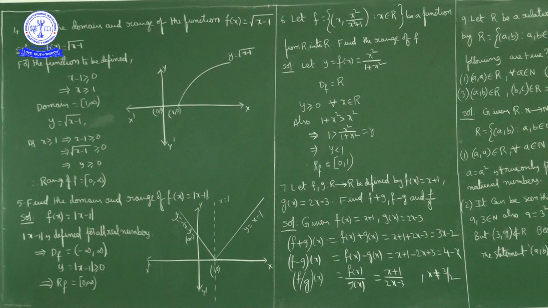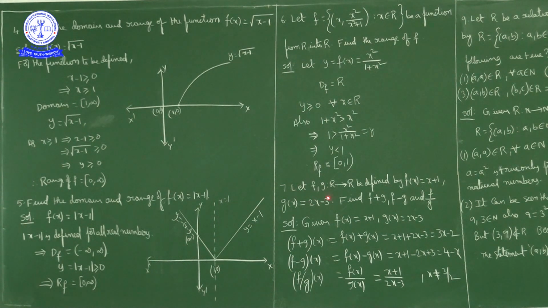So domain is all real numbers. Range wise, because the numerator is greater than or equal to 0 and the denominator is positive, the ratio is always greater than or equal to 0. So range is always greater than or equal to 0. But the numerator is 1 less than the denominator, so this ratio is obviously less than 1. So y value is less than 1. So y greater than or equal to 0, y less than 1. So the range of the function is closed interval 0 to open interval 1. Okay, next question.